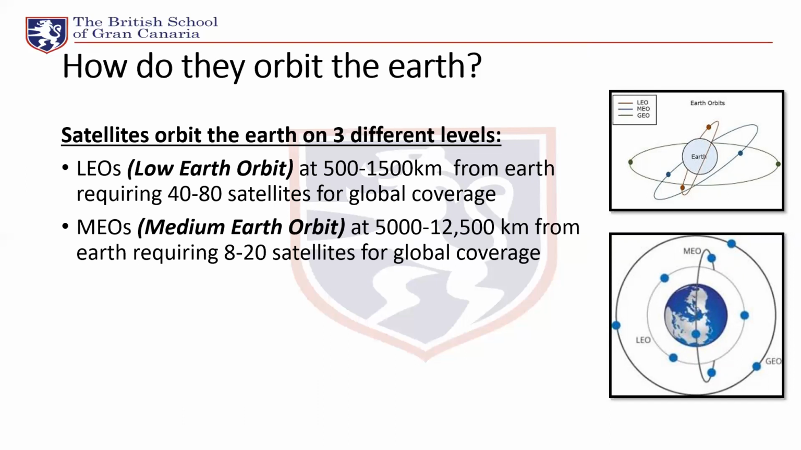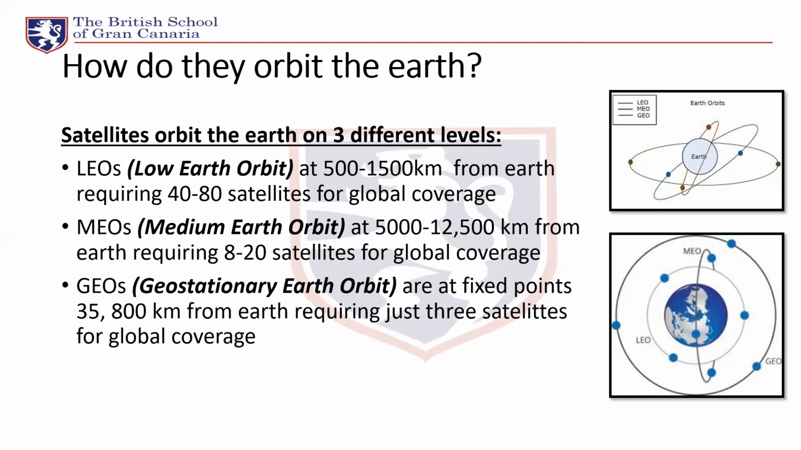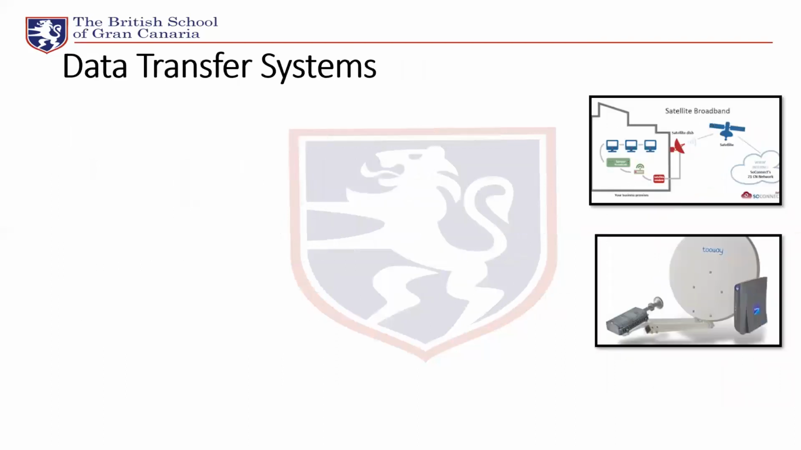Then there are MEOs, which are medium Earth orbit, and they orbit at 5,000 to 12,500 kilometers from the Earth, and we require around 8 to 20 satellites for global coverage. Then we've got GEOs, which are geostationary Earth orbit, so they are at fixed points, over 35,000 kilometers away from the Earth, and we need just 3 satellites. If you've ever considered how many satellites there are, there are quite a lot of satellites up in space to give us what we need: GPS, TV, mapping, all sorts of things.